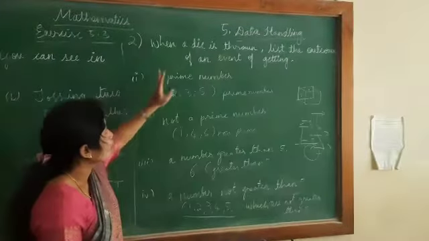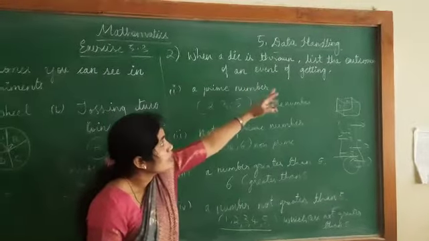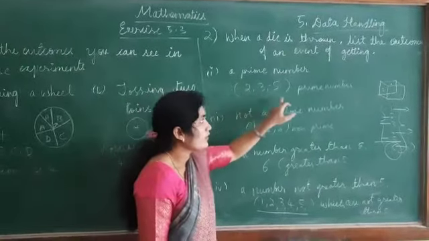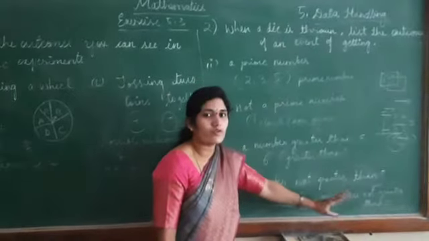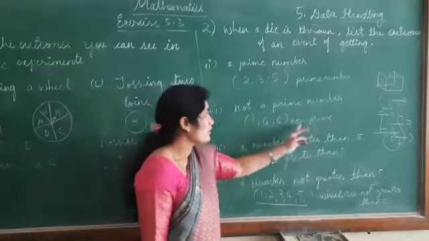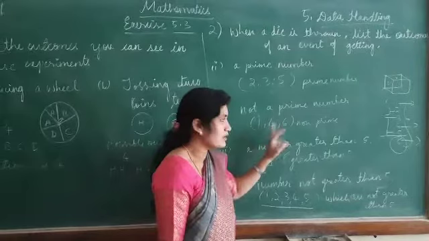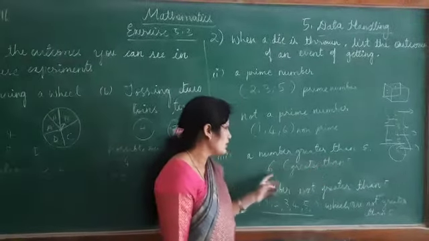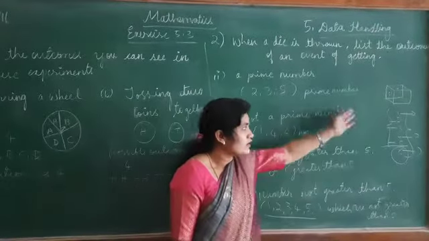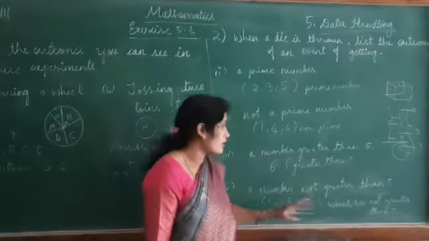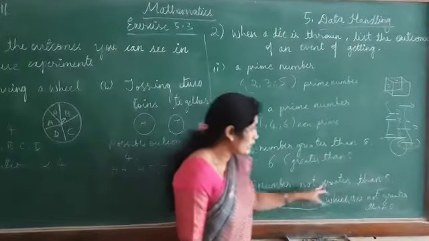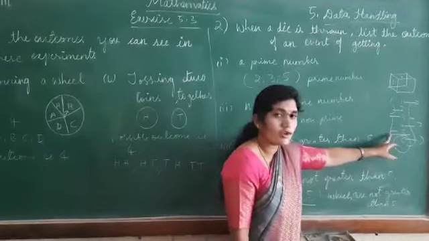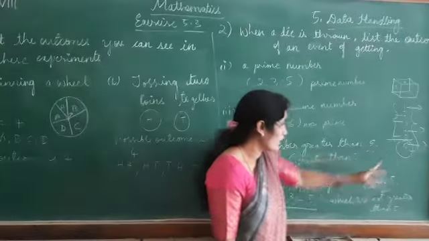Now you have one more thing: when a die is thrown, list the outcomes of an event of getting a prime number. 2, 3 and 5 are prime numbers out of 1, 2, 3, 4, 5 and 6. Not a prime number: 1, 4 and 6. These are not prime numbers. A number greater than 5, that is 6. Of course, in the list of 1 to 6, only 6 is greater than 5. A number not greater than 5 is less than 5 or equal to 5, that is 1, 2, 3, 4 and 5.